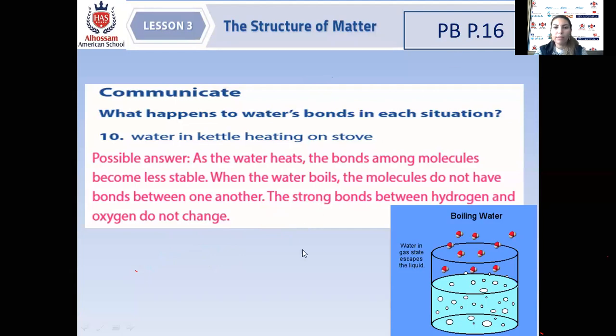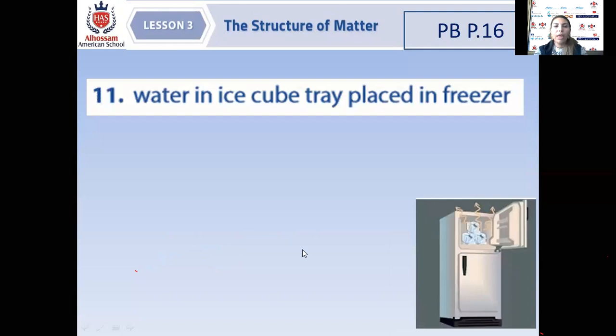So next, 11. Water in an ice cube tray placed in the freezer. So what will happen for water when it turns from water to solid state ice cubes? Who knows the answer? It's similar. Who knows? Raise your hand. So Omar?